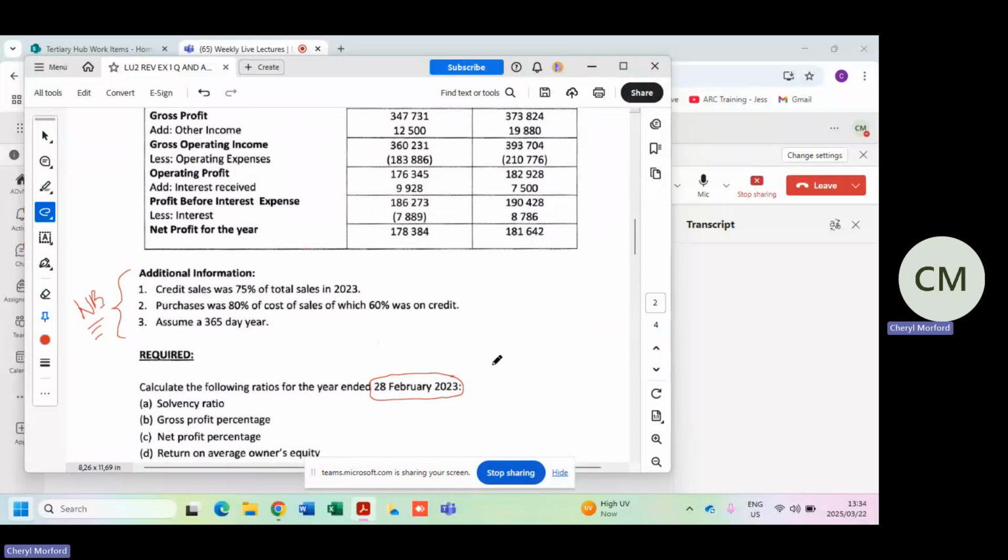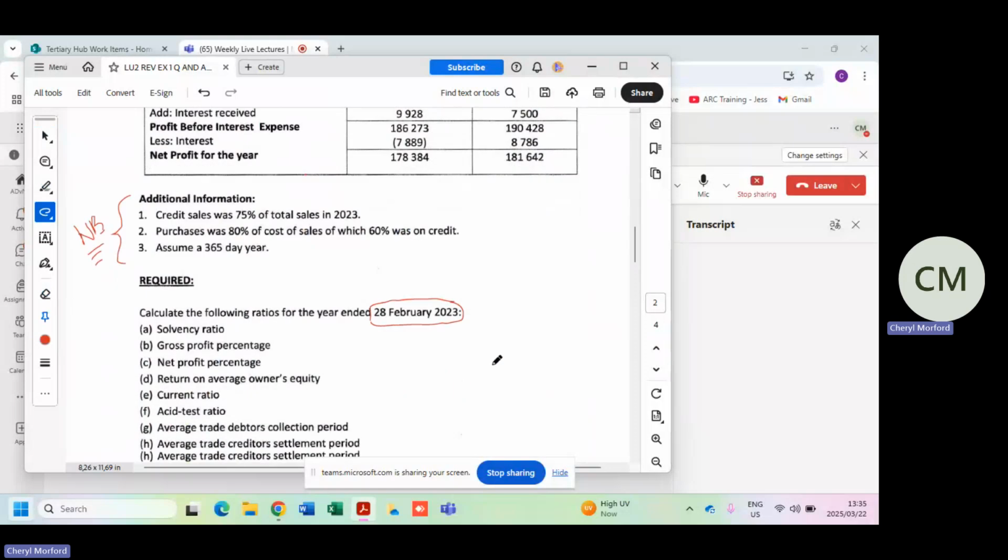Is it solvent? Is it profitable? Is it liquid? How efficiently is it managing its assets? How much debt does it have compared to equity? Because that's an exposure to risk. Risk also affects expected return and so on. And then there are, of course, the investment or the market ratios. So this question, I'm going to deal with all of them except the investment ratios.